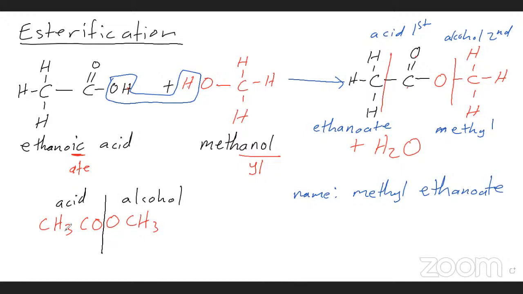So let's say you were given this ester, the condensed formula, and asked to name it. You draw a line between the two oxygens, right? The acid portion is made up of two carbons, so you know that is ethanoate. The alcohol portion is made up of one carbon, so it is methyl. Your ester is methyl ethanoate.